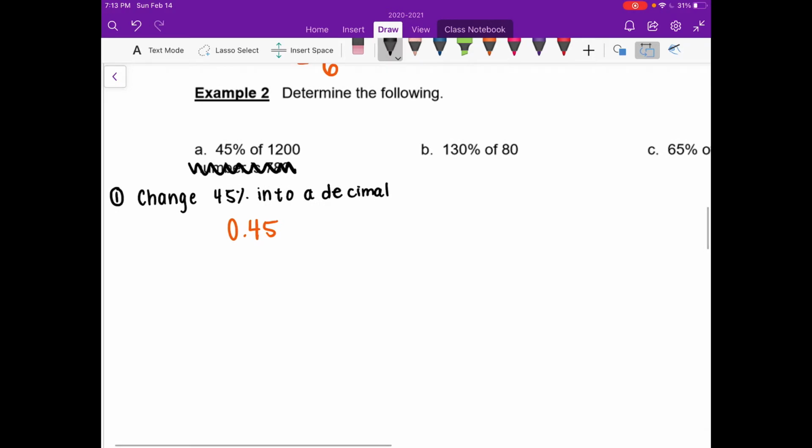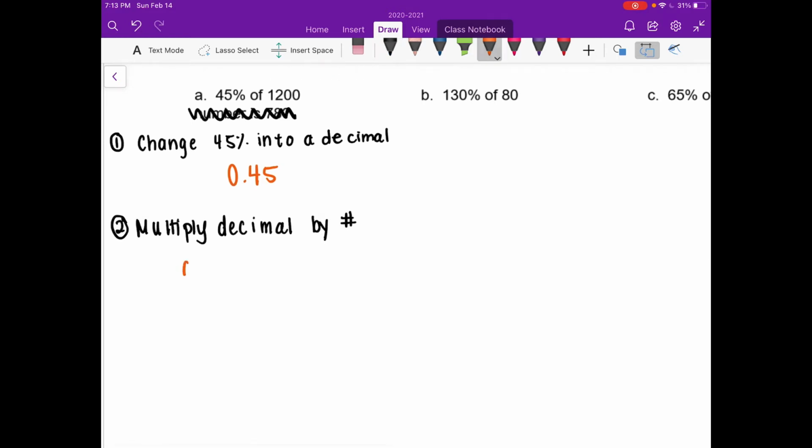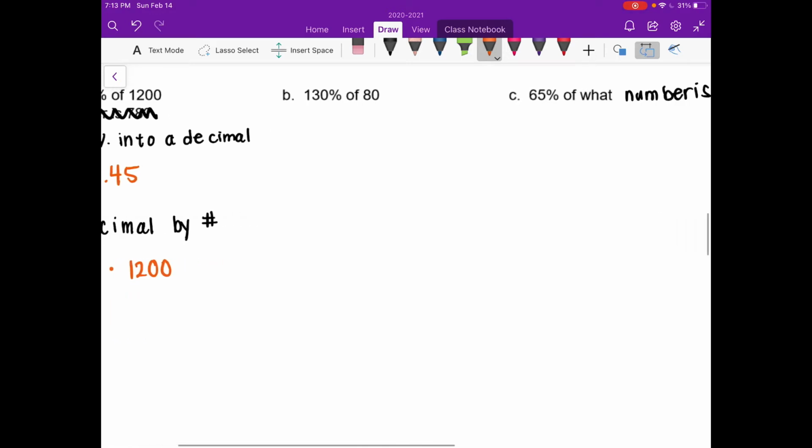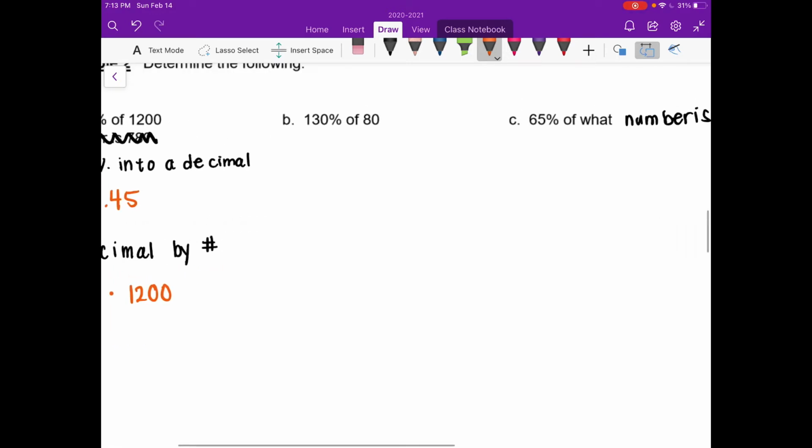And then I'm just going to multiply decimal by number. So if I want to find 45% of 1200, I'm going to say 0.45 multiplied by 1200, and then I'm just going to throw that into my calculator, and I should get 540. And that's my answer. Okay, so try doing B and C by yourself.